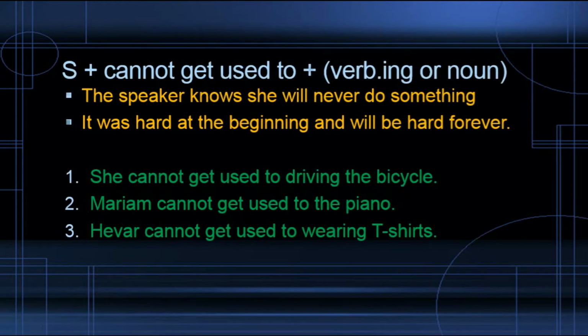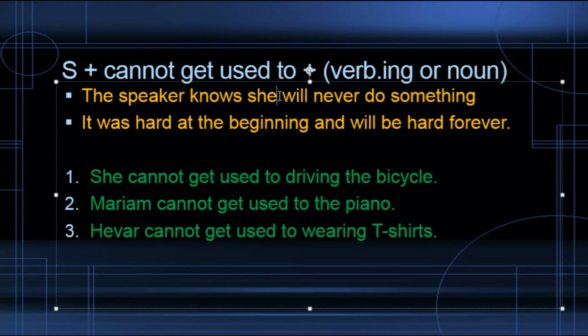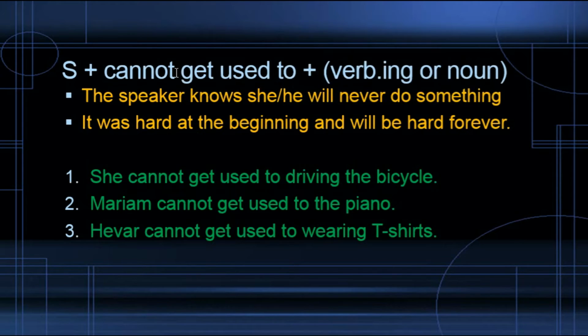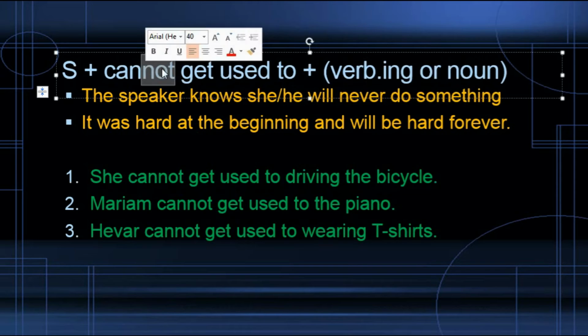Okay? So the last form of be used to that I'll explain to you is when you have a subject and cannot get used to plus verb -ing or a noun. Again, the same thing, right? In this case, what you are trying to say is this. The speaker knows she or he, probably in some cases, will never do something. So it's a negative sentence, right? Cannot. You have the not right here.